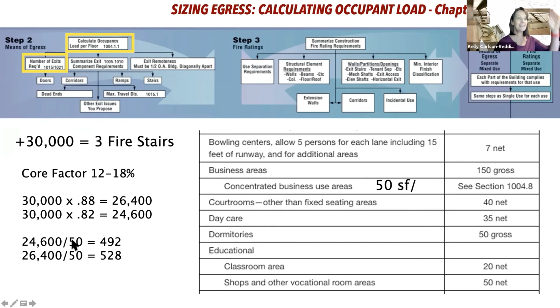Once I get bigger than that with this multiplier, that's when it kicks in and I need 3 fire stairs. So I may have 20 floors with almost 500 people on every floor, but it doesn't mean that I add all of those together and I suddenly have a building with 20 fire stairs.